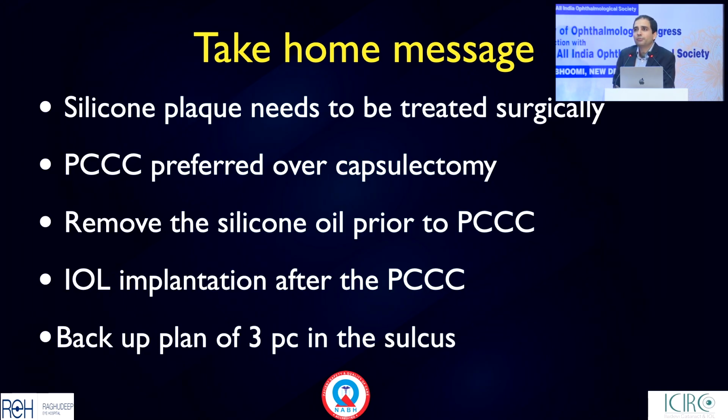From our learnings, what we have found is that doing a posterior capsulorhexis is far better compared to doing a capsulectomy with a cutter, because it's more controlled, and since you're doing it before the IOL implantation, you always have plan B, that if things don't go well, you still have the option of a 3-piece IOL in the sulcus. Discuss with the patient that because your eye is complicated, we may have to change our plan of IOL choice or IOL type intraoperatively based on how things go surgically.